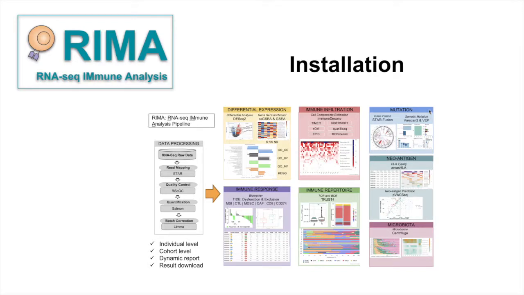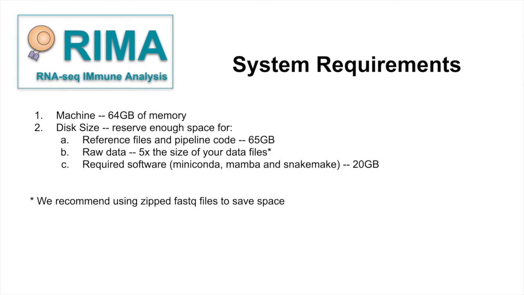In this video, we will describe how to install and set up RIMA. Before installing RIMA, please check the system requirements. RIMA can be run on Linux-based servers as well as Amazon Web Services or Google Cloud platforms. Your processor should have 64 gigabytes of memory.